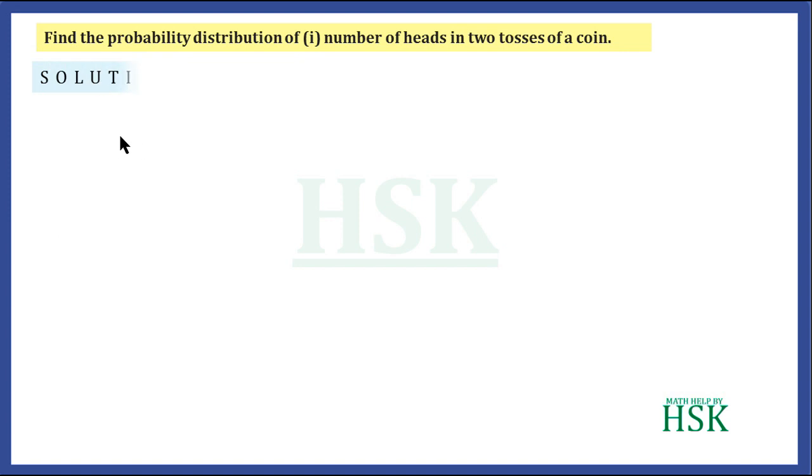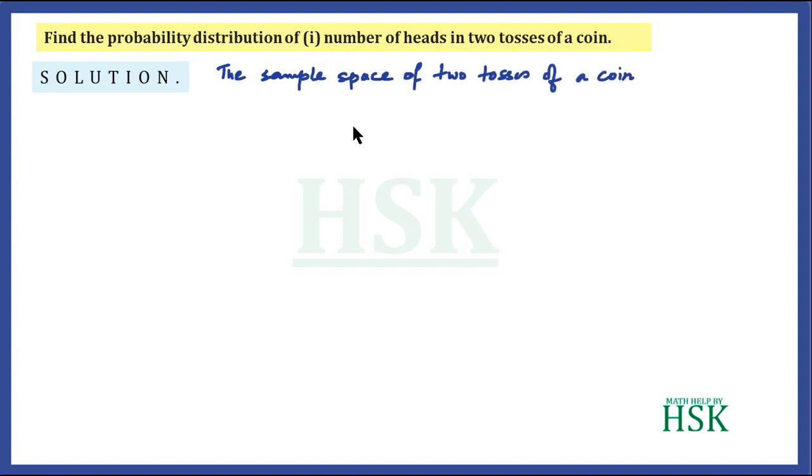To solve this question, because we have to find the probability distribution of the number of heads in two tosses of a coin, the first thing we consider is the sample space of two tosses of a coin. When a coin is tossed two times, we can get both heads, head tail, tail head or tail tail. These are the outcomes which are possible. This is a very simple experiment of tossing a coin two times.